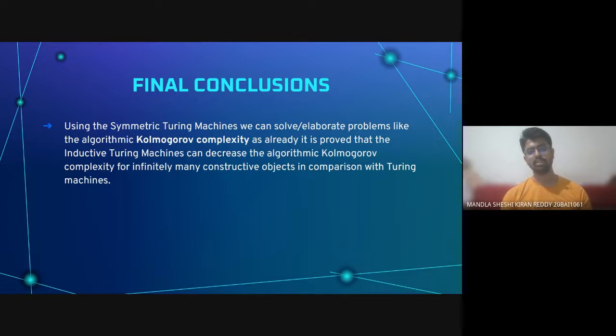The final conclusion: we can solve some algorithmic Kolmogorov complexity problems, and as proved using the inductive Turing machines, we can decrease the complexity of them. So symmetric Turing machines can solve or elaborate problems like the algorithmic Kolmogorov complexity problems. Basically, we are decreasing the development time or the compilation time. We are efficiently making use of the computational power. So these are the final conclusions.